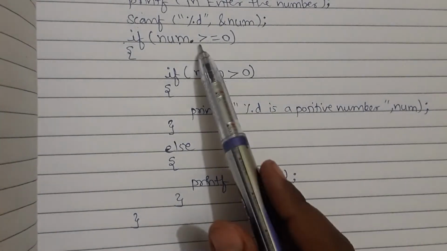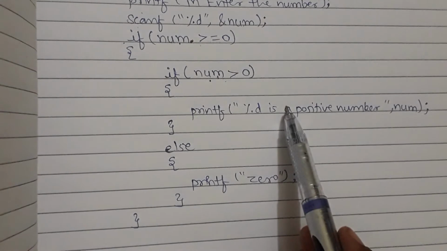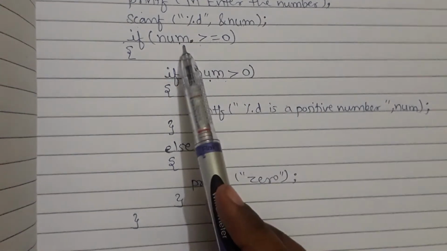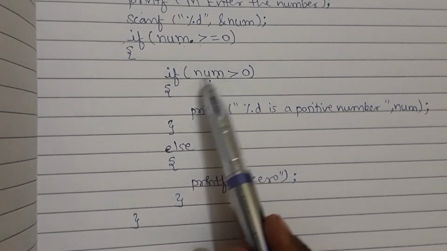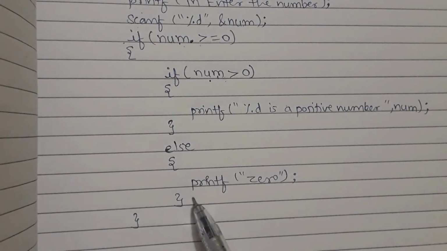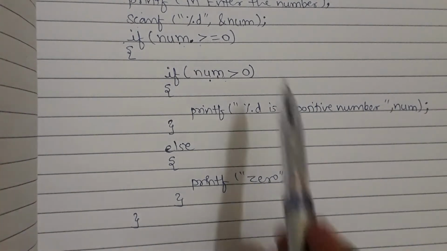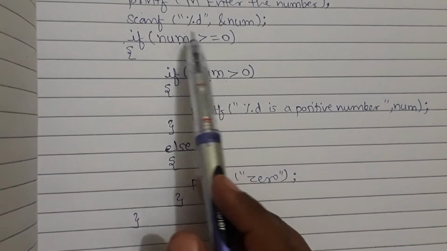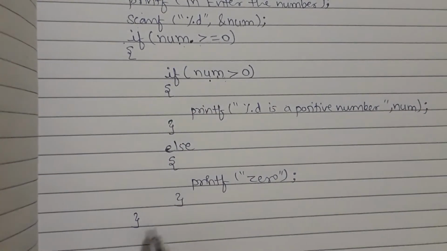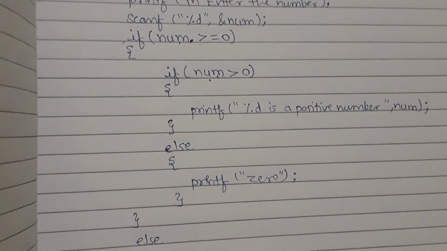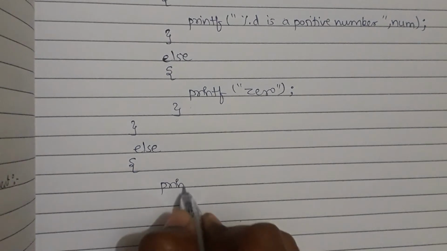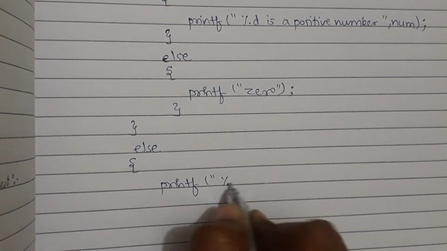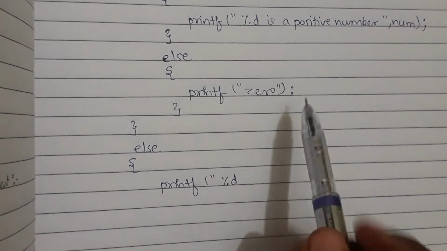Now here if both conditions are true, then it will execute this if part. If condition 1 is true but condition 2 is false, then in that case it will execute this else part. Now we will see the third case in which this condition is false. If this condition is false, it will come to this outer else part, and within this else part we will write the case when the number is negative.